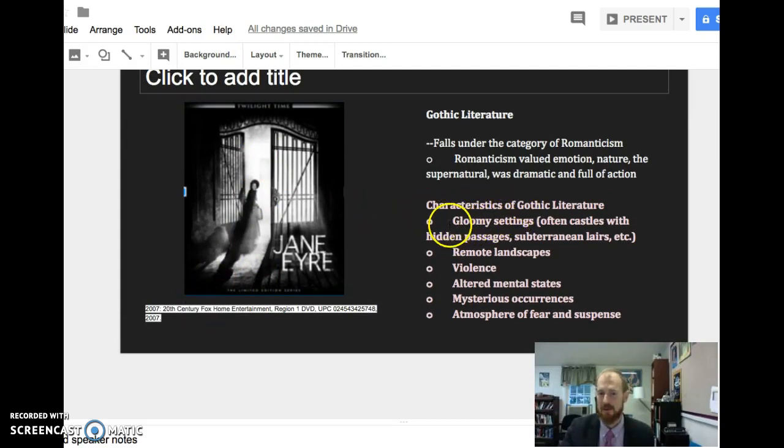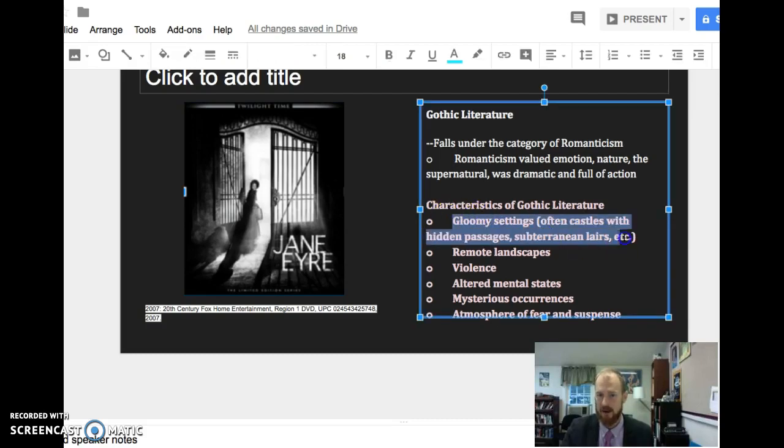Okay, Gothic has some very specific elements to it. Gloomy settings, okay, often with castles, hidden passages, subterranean layers. That's very much a hallmark of the Gothic. Okay, remote landscapes. Okay, violence, interesting. Altered mental states. Mysterious occurrences. An atmosphere of fear and suspense. Okay, so I hope that you're jogging through your brain and seeing how these Gothic elements fit in Jane Eyre, what we've read so far.